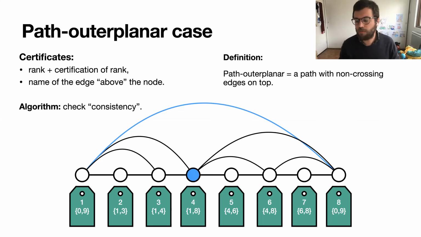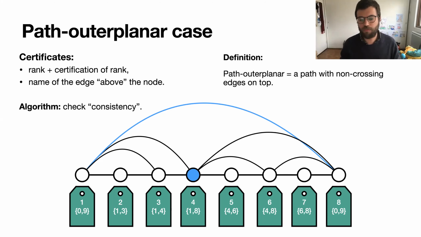We first solve how to certify this class of graphs, and this is very simple. We just give a rank, a numeration from left to right, and a certification of this enumeration. And also for every edge, we identify that in this kind of graph there is at most one edge over each vertex, could be none.